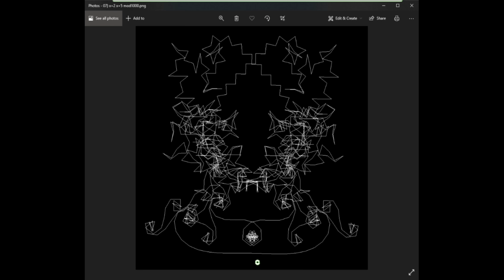But just for a second, just scrolling through here, notice this bilateral symmetry. It's quite an amazing looking graph, if you ask me. It's x squared plus 2x plus 5 again. This is mod 1000. Yeah, and so it's rather amazing looking.